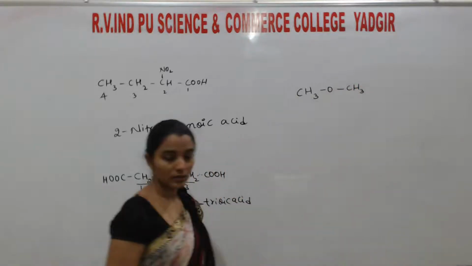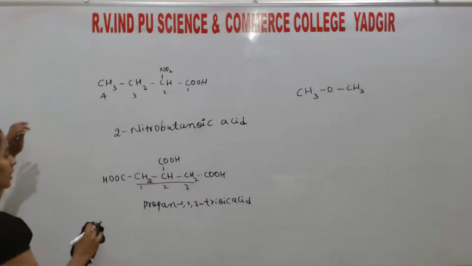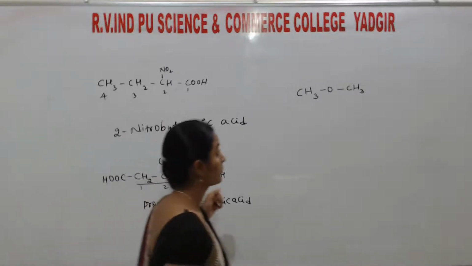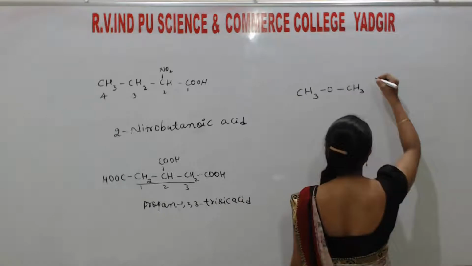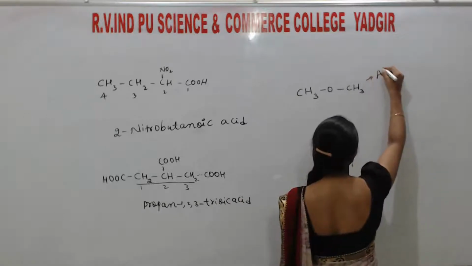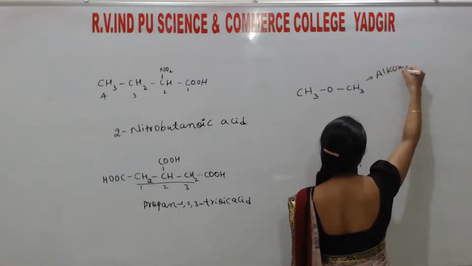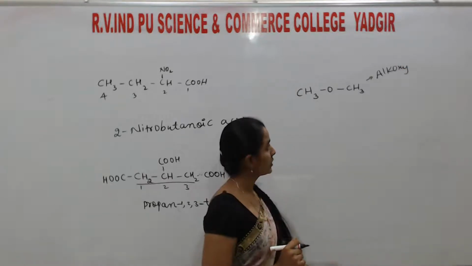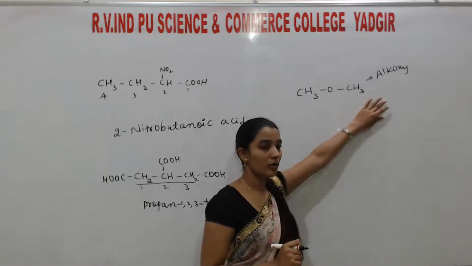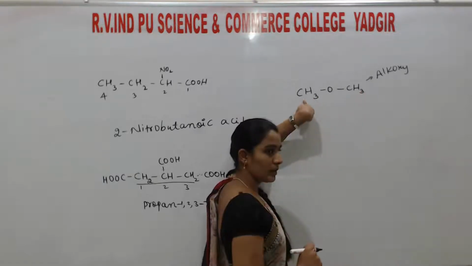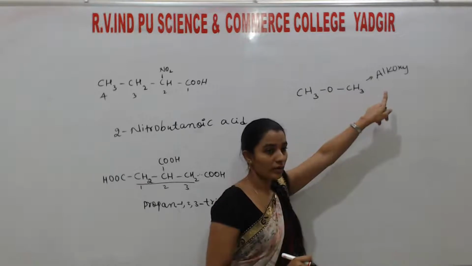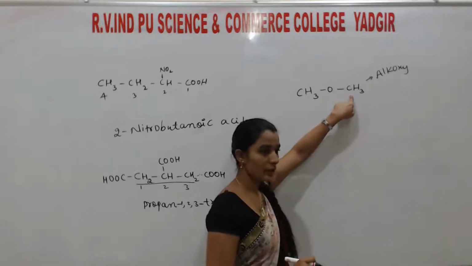So students, listen. Which type of group is it? CH3 O CH3. You see in the functional group list, this group is called alkoxy group. Alk means this chain with oxygen, alkoxy. And another one is the parent chain.